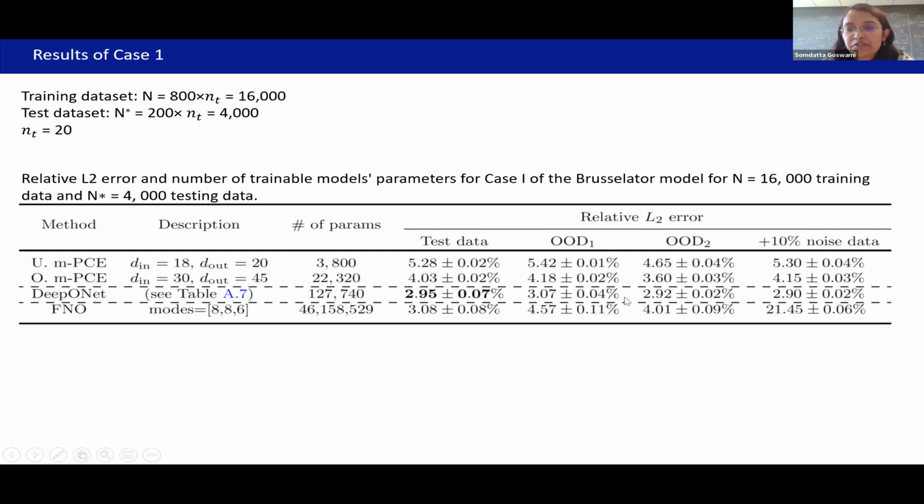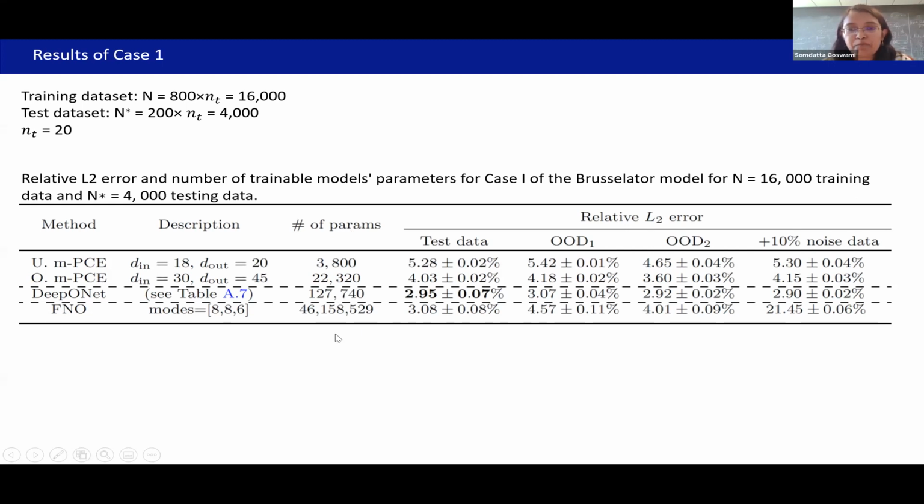And in the out of distribution generalization, we see that when we have a lower length scale, the accuracy is lower compared to when we have a higher length scale for the out of distribution data. Also in this experiment, we have added 10% noise, and the noisy data set also shows that DeepONet generalizes and is more robust towards addition of noise. The number of trainable parameters that each network uses is presented in column 3.